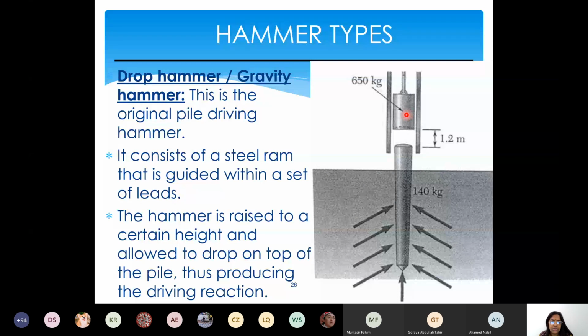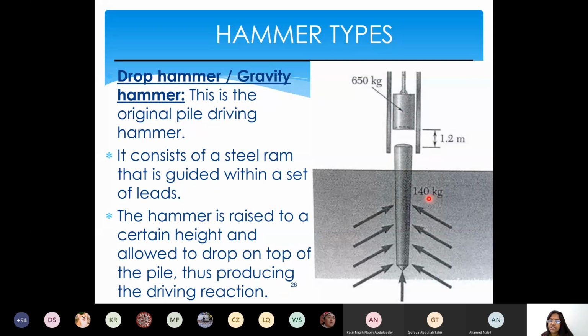650 kg, so how many kilonewtons? Anybody? No idea. 6.4. How many newtons? First of all, 6,376. Yeah, 6,000. Just round to 10, so 6,500 newtons, right? Divide by 1,000, it will be 6.5. 6.5 kilonewtons you're using to hammer it, to drive this one.